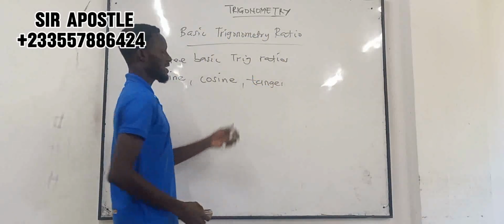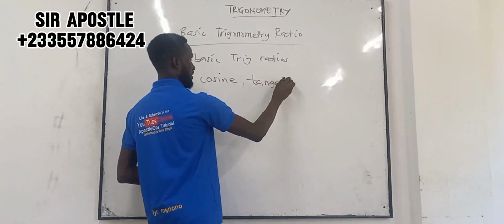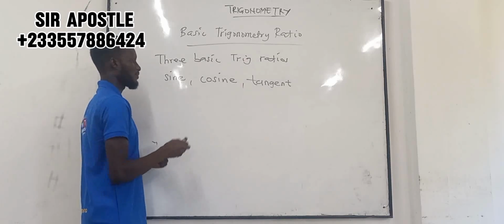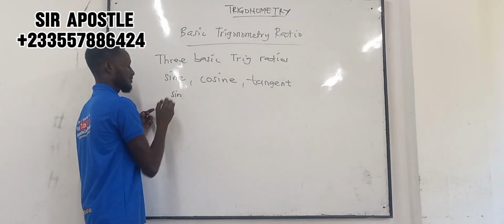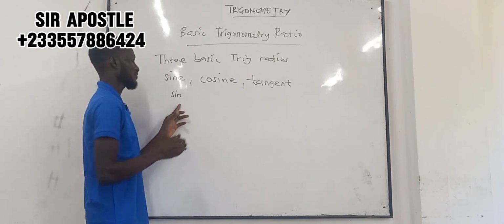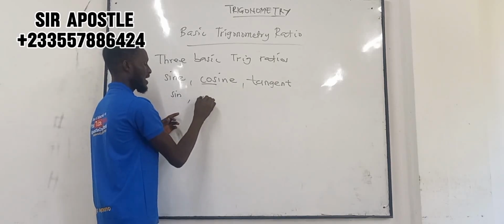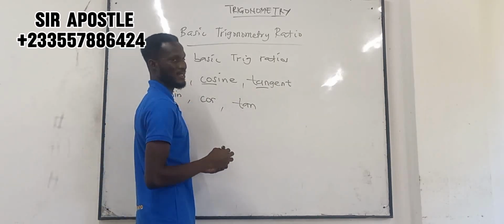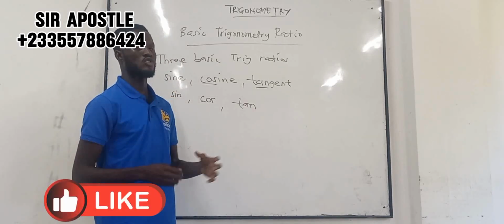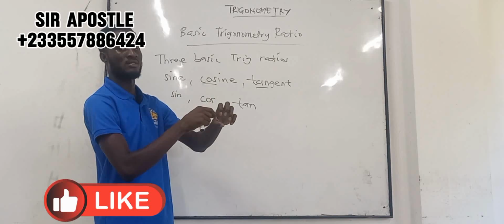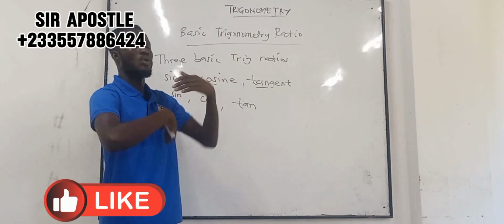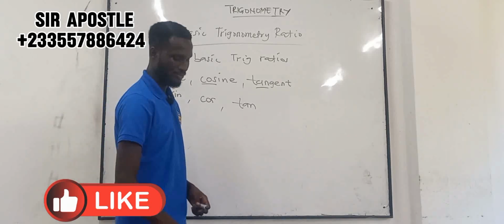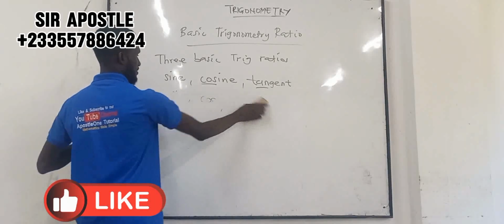Now, these are the three basic trig ratios. We have a short form of each. When we talk about the sine, we use the first three letters. This is not sin, it is sine. For the cosine we use the first three letters, which is cos. For the tangent we use the first three letters, which is tan. So when we consider an angle inside a right-angle triangle, we have the sine of the angle, the cosine of the angle, and the tangent of the angle.